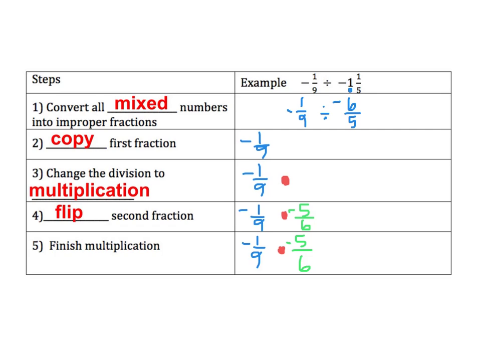So -1 times -5 is going to be +5. And 9 times 6 is going to be 54. Now, the reason that I left the negative on the top is because it doesn't matter where the negative is in the fraction, the whole thing is still negative. And so by writing it in the top, like I did with the -1, it just makes it easy for me to figure out the sign of my final answer by multiplying the top 2 numbers.